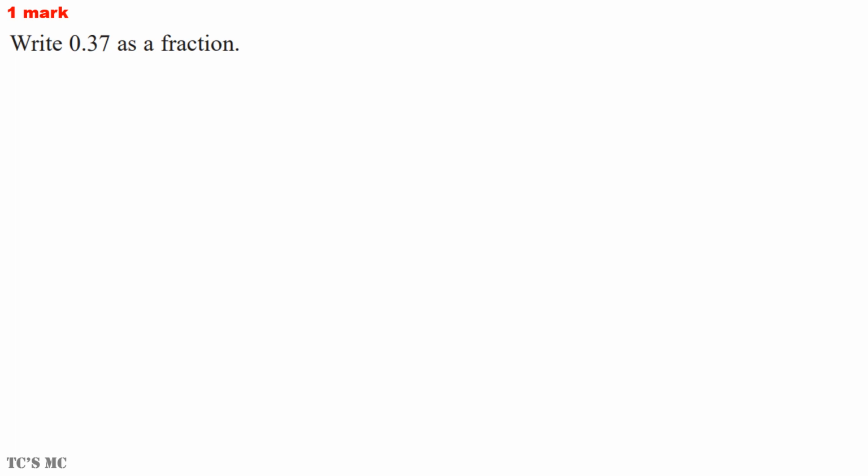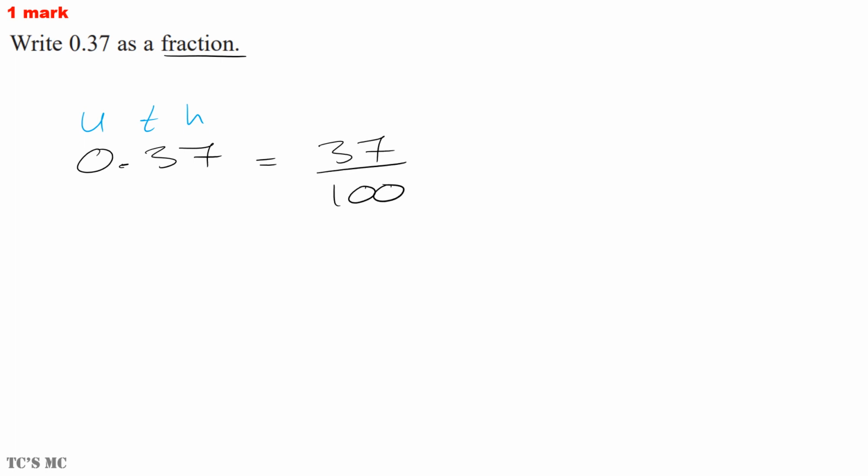Write 0.37 as a fraction. For a question like this, I like to write out my place value headings, so I have units, tenths and hundredths. So 0.37 is equal to 37 hundredths. And for 1 mark, we only need to write out the fraction.